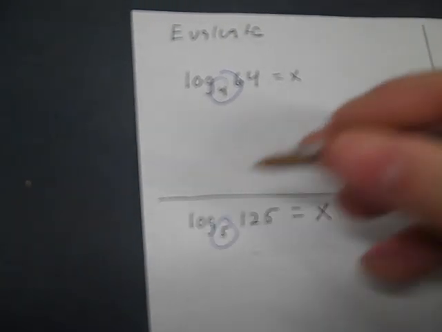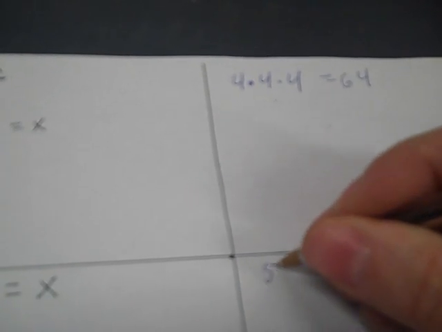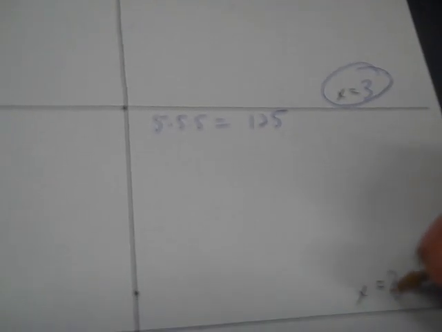Okay, same idea. Next one, you're figuring out how many 5s it takes to multiply to 125. I just pretty much spelled it out. 3.